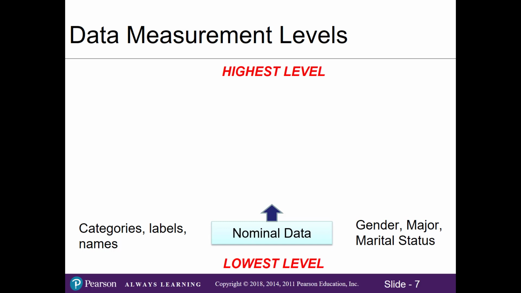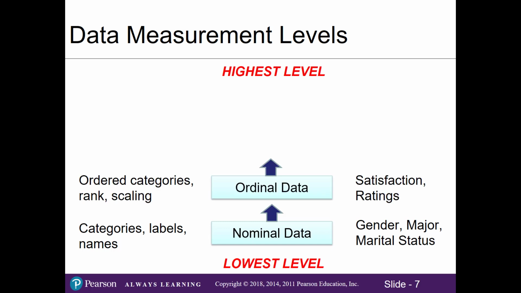For instance, categories could be gender, your major, your marital status. Theoretically, these labels or names are equal to one another. There's no one name or label better than the other. Next is ordinal data. So it's similar to categories, labels, and names, but now there's a rank or order to it. So we have ordered categories or some kind of scaling.